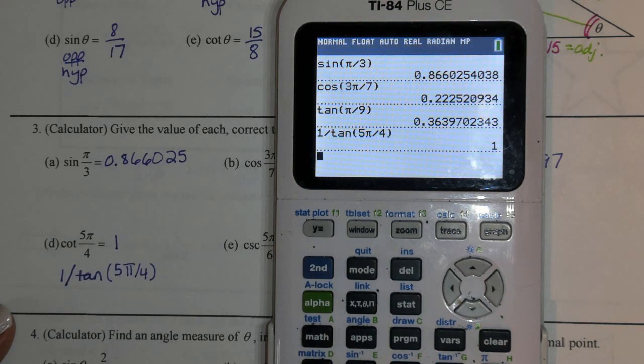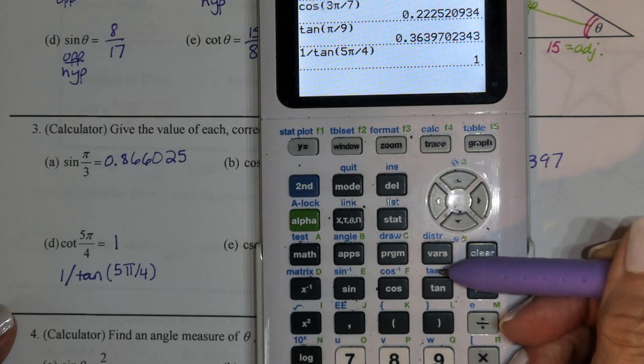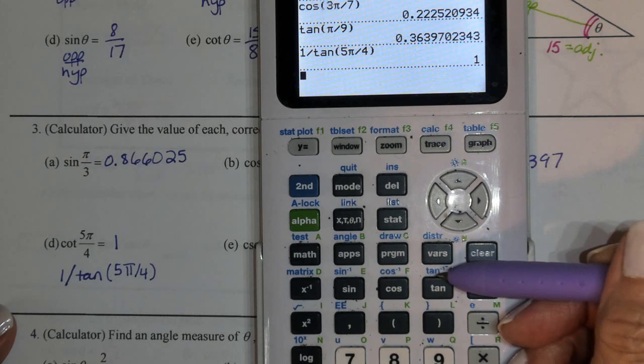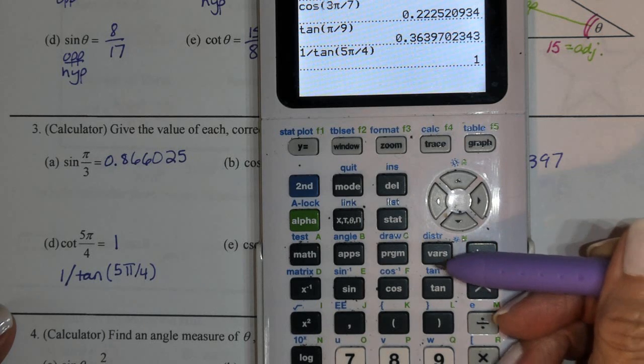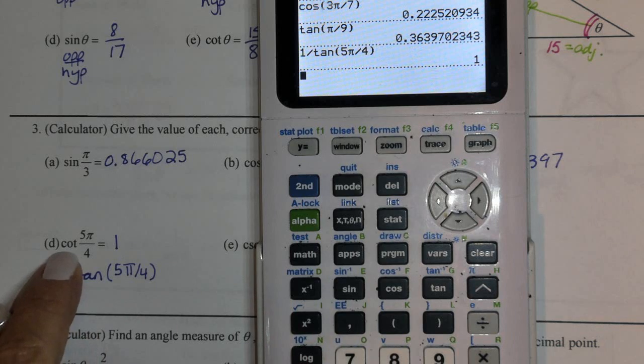Okay. By the way, kids always want to use this button right here. That notation, that -1 notation on a function is not a reciprocal. That's an inverse. We did inverses, remember? And so that -1 on a function is not a reciprocal, it's an inverse. And cotangent is not an inverse of tangent. It is a reciprocal of tangent, not an inverse of tangent. Inverse is completely different. Okay?